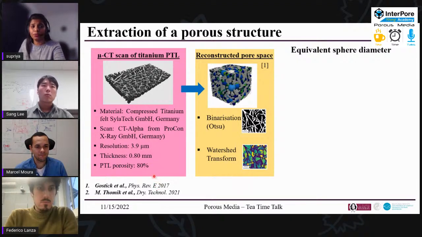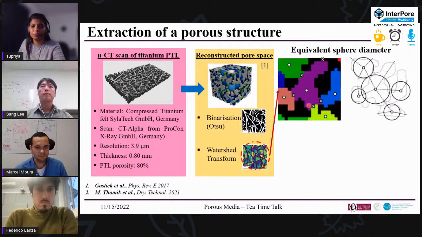Once we get the reconstructed data of this micro CT, we then do the binarization, where we divide it into the solids and the pore space. The black region represents the pore space and the white represents the solids. Once we have this differentiation between the solids and the pore space, we then go for the watershed transform, which we do with our in-house code, but it is also possible with software such as ImageJ.